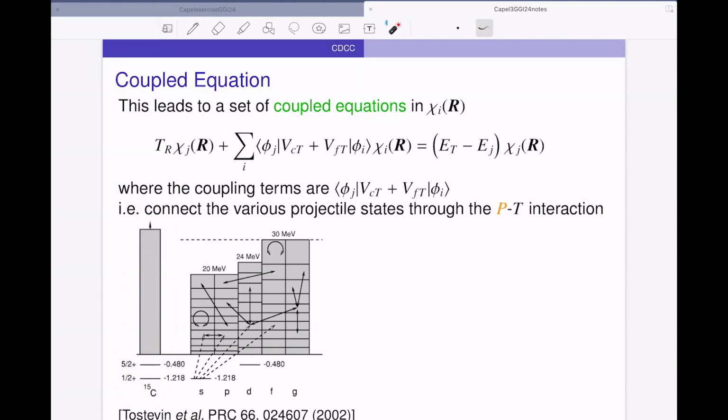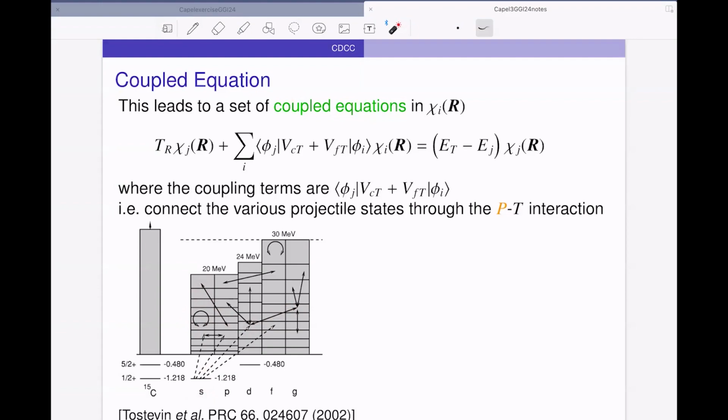And what happens is that you can go from different partial waves. You start from the S wave, and you can go to the P wave, but then you have coupling in the continuum. You couple here within the continuum. You couple to higher partial waves. This is what you need to do when you solve this equation.